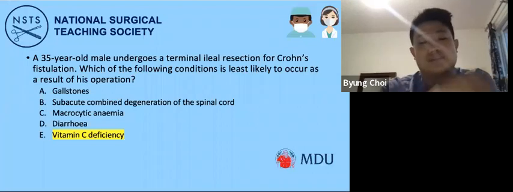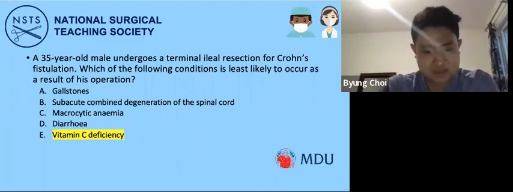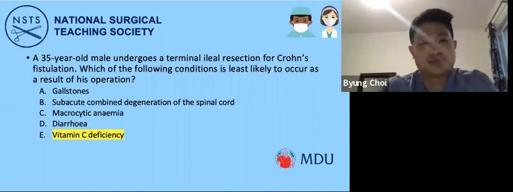And then obviously one of the most common types of gallstone makeup is cholesterol rich, and so you do get an increased risk of gallstones. In terms of why E is the answer here, the terminal ileum is the main site for fat-soluble vitamins to be absorbed, and that includes A, D, E, and K, okay?